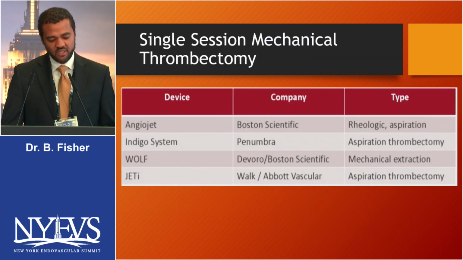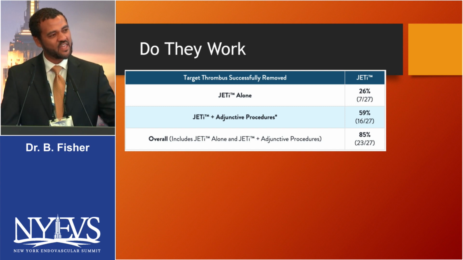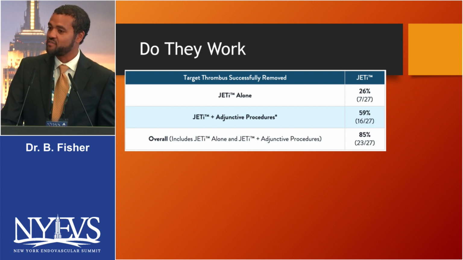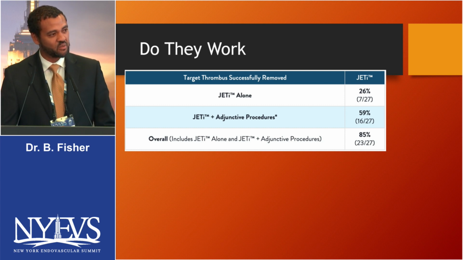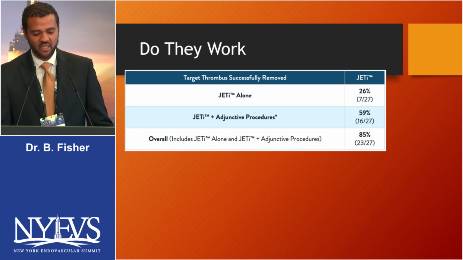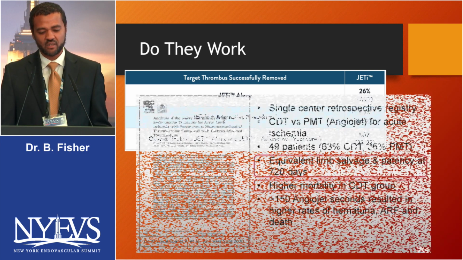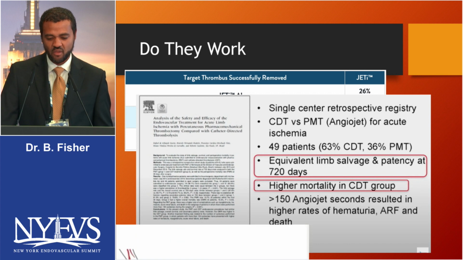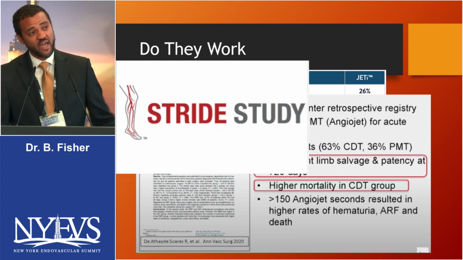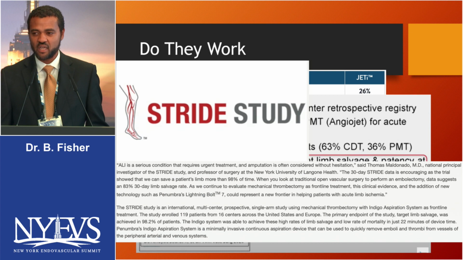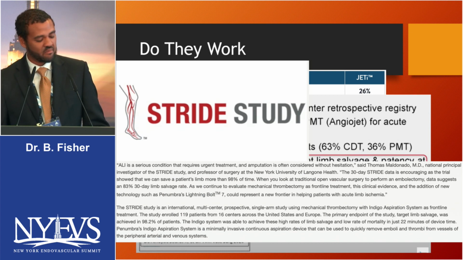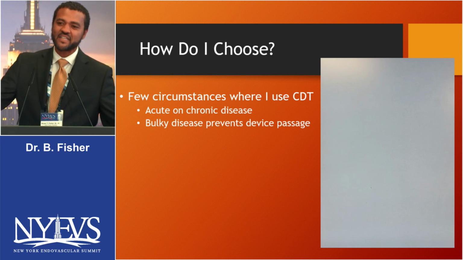Now I want to switch gears and go into single session mechanical thrombectomy and whether or not they work. And I would say that they do. The technology continues to evolve, and I'm really excited about what we're able to do in the lower extremity with a lot of this new technology. And again, it will continue to evolve and get better. Just looking at AngioJet, you're looking at JETi, which is a new device out, all effective, and then looking at STRIDE, where we're using mechanical thrombectomy to clear clot, and it being extremely effective in that manner. So, all that to say, how do I choose?